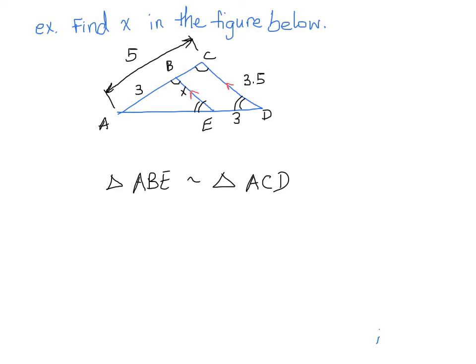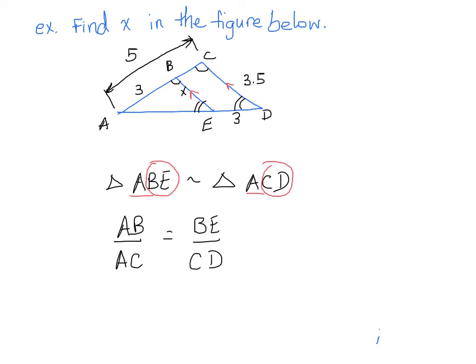Alright, great. Now that we know that, we can set up a proportion in order to figure out what x is. We do know that side AB and side AC are corresponding sides. So AB over AC, since they are corresponding sides, will be equal to BE, and I'm getting that from here, the second and third letter, over CD. So that's equal to BE over CD.